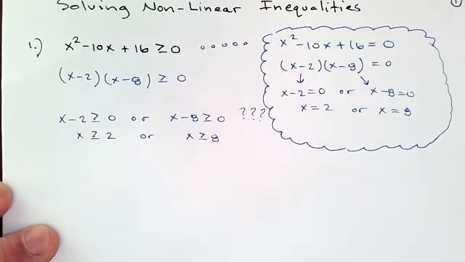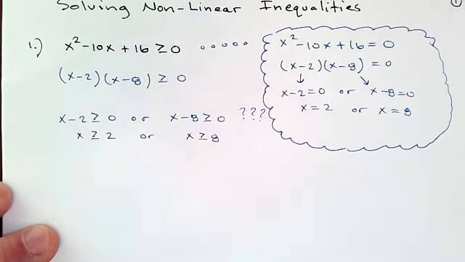So let me just start over. When you get to here, x minus 2 times x minus 8 greater than or equal to 0, here's what I want to train you to do. Do not set each of them greater than or equal to 0. Instead, you're going to draw a number line.